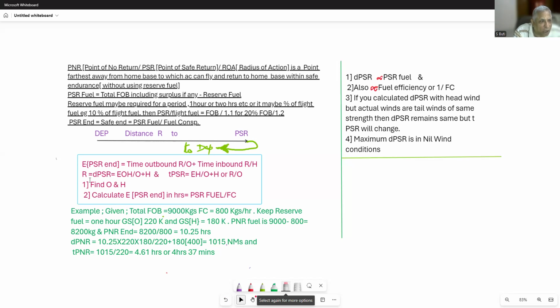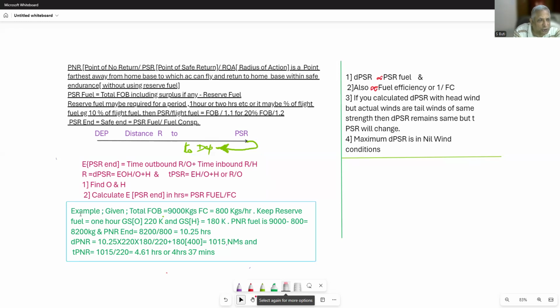Then the value of r, also called dPSR, is EOH over O plus H. And time to PSR will be EH over O plus H, or this distance R divided by O. When I divide this by O, it remains EH over O plus H. Or once you have calculated R divided by my ground speed outbound, I will know that on my outbound flight, this is the time I should turn back.